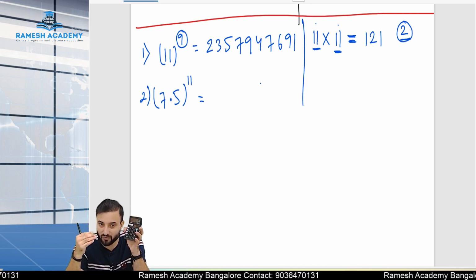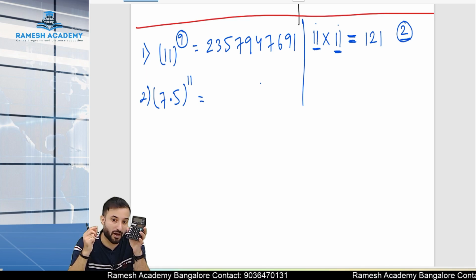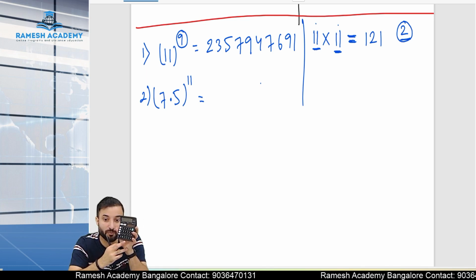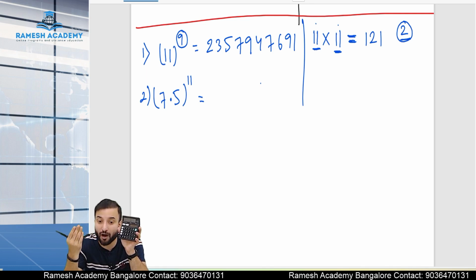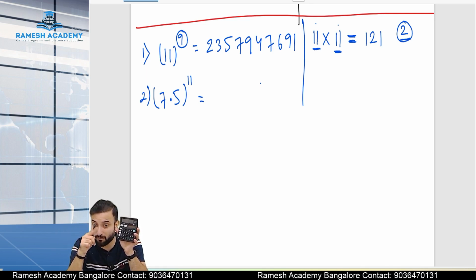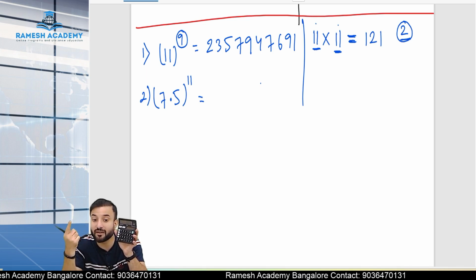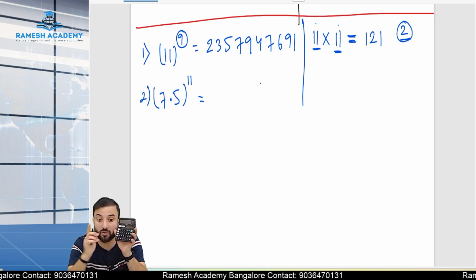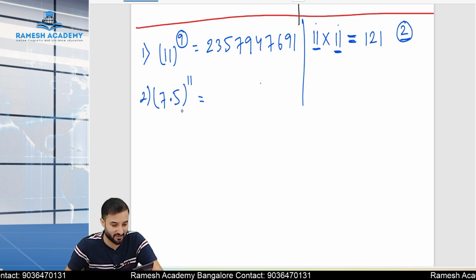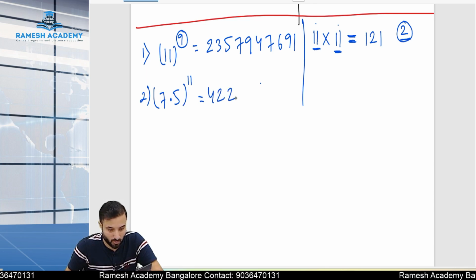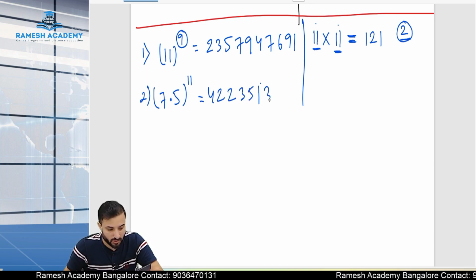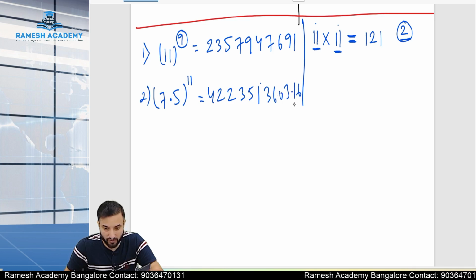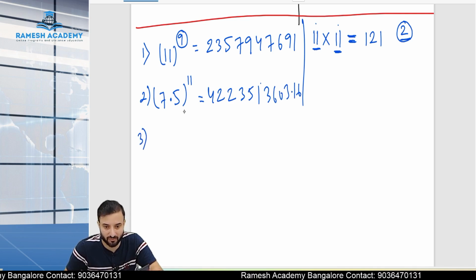Means how many times we are doing? One more step. So after doing the 2 steps, next we have to press the equal button till how many times? It is 7.5 power 11. So till one more step, till 12 steps, you have to press the equal button. So it will be 4, 2, 2, 3, 5, 13603.16. Understand? One more, last one.